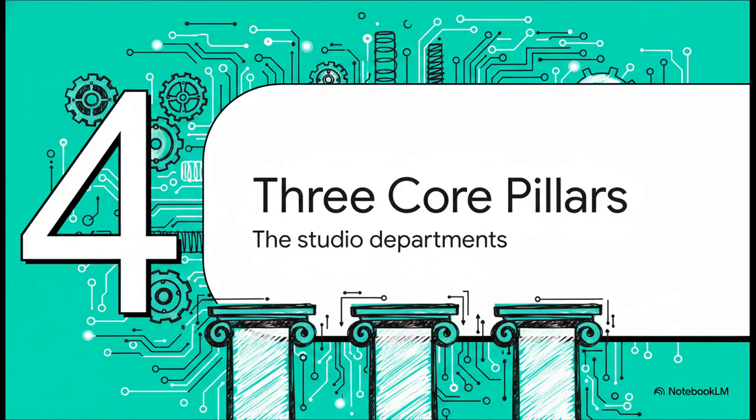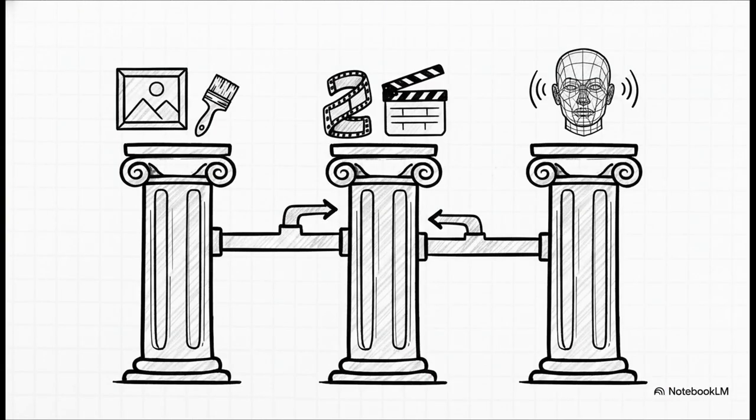Section 4 brings us to the 3 core pillars. These are the distinct departments of our studio. Okay, to prevent our laptop from literally melting down, the whole architecture is split into 3 highly distinct silos. Subproject A is the video platform itself.